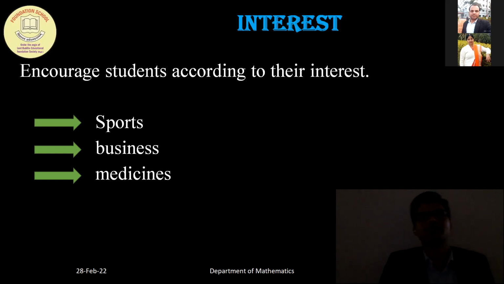Someone during sickness, everyone, we take medicines. So the capsules are in the form of a cylinder. So we should connect these things with mathematics.